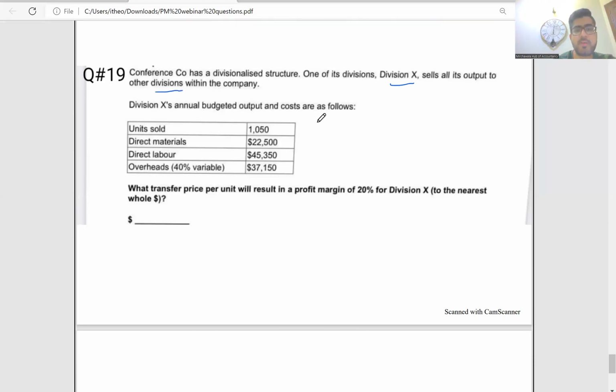Division X's annual budgeted output and costs are units sold 15050, material 22500, labor 45350, and overheads 37150. What transfer price per unit will result in a profit margin of 20% for Division X? Okay. Now, what is the cost per unit of Division X?